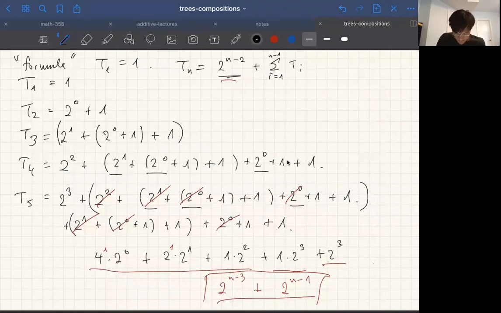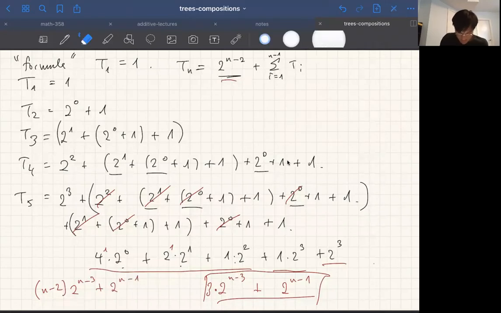What am I saying? There are 3 of these. So we forgot a 3 here. So it's 3 times 2 minus 3. So that's 3 times 4, which is 12, plus 16, which is 28. Okay, that's correct. And in general, it would be n, no, not n, n minus 2 times 2 to the n minus 3 plus 2 to the n minus 1.